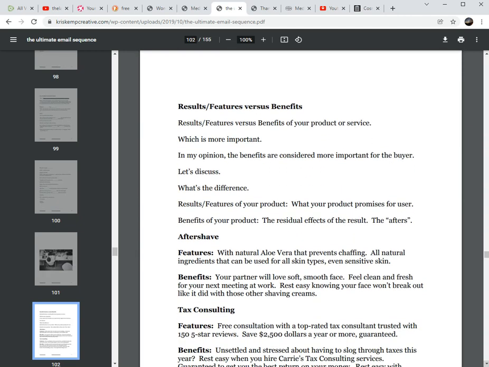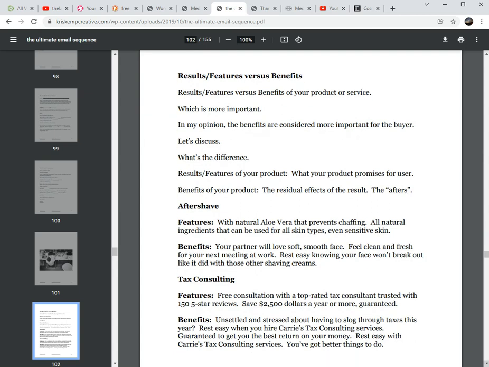On page 102, I think this is kind of important. Let's talk about results and features versus the benefits. Results and features versus benefits of your product or service, which is more important?